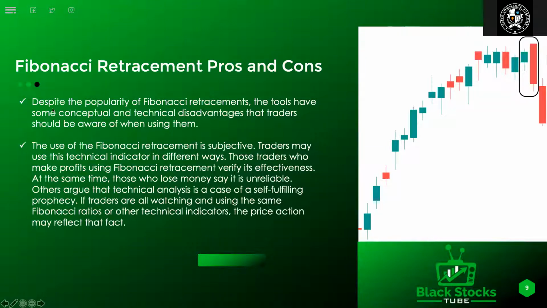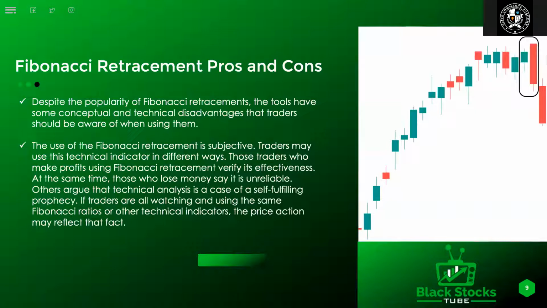Pros and cons. Despite the popularity of Fibonacci retracements, the tools have some conceptual and technical disadvantages that traders should be aware of when using them. The use of the Fibonacci retracement is subjective. Traders may use this technical indicator in different ways. Those traders who make profits using Fibonacci retracements verify its effectiveness. At the same time, those who lose money say it's unreliable. Others argue that technical analysis is a case of a self-fulfilling prophecy.